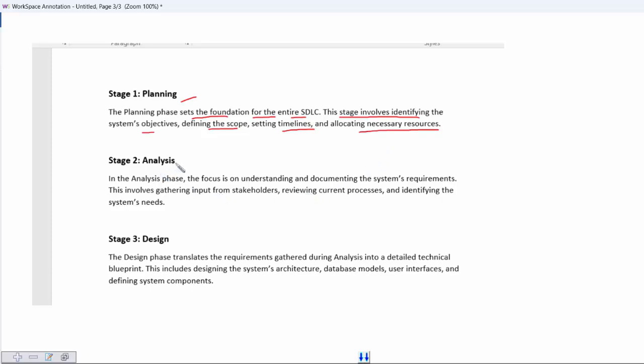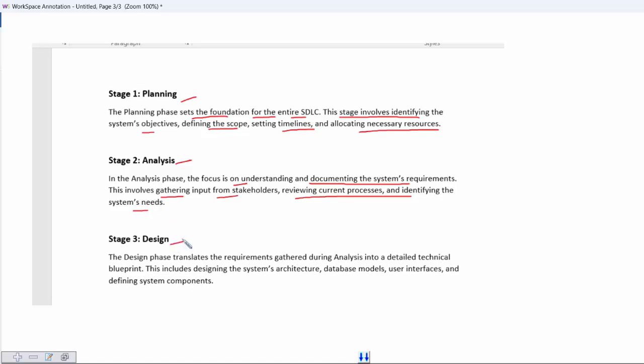After that, stage two is the analysis. In the analysis stage, the focus is on understanding and documenting the system's requirements. This involves gathering input from stakeholders, reviewing current processes, and identifying system needs. So we review the current processes in the form of, we can say, a survey. The data collected using the surveys about the current processes and the needs forms the basis for developing a system that addresses both users' expectations and organizational challenges. Okay, that is done in the analysis stage.